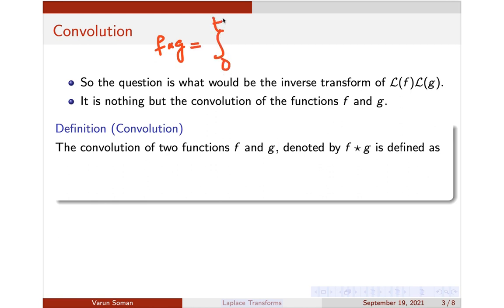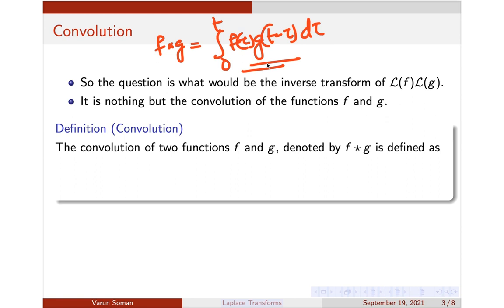Okay, I'll just write the definition and then we'll do some problems to get a feel for the definition, and then we'll go to the inverse finding problems. It is defined as the integral of f of tau g of t minus tau d tau. This is the general definition. It may seem difficult, but it is not that difficult once you do the problems. We'll practice some problems also.